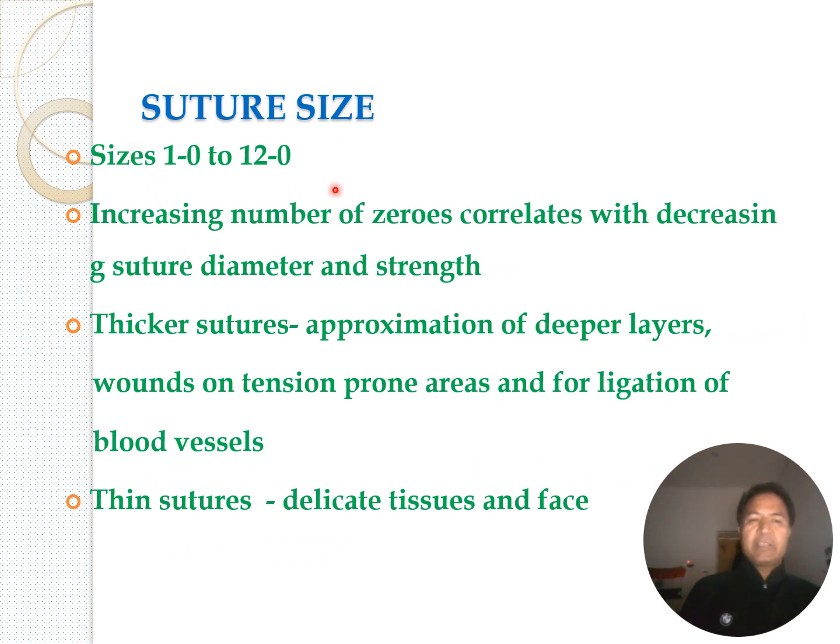Suture sizes range from 1 to 12-0. Increasing numbers of zeros correlate with decreasing suture diameter and strength. Thicker sutures are used for approximation of deeper layers, wounds in tension-prone areas, and for ligation of blood vessels. Thin sutures are used for delicate tissue and the face.